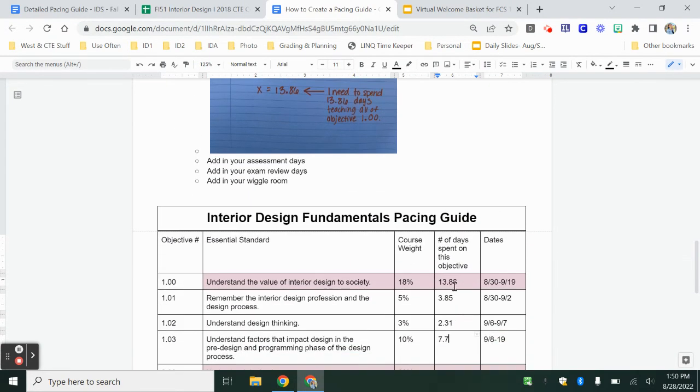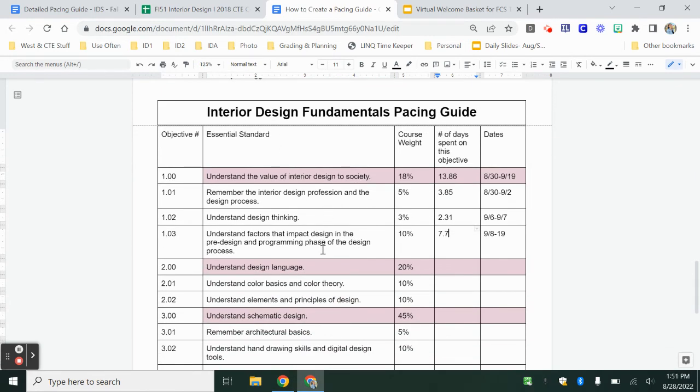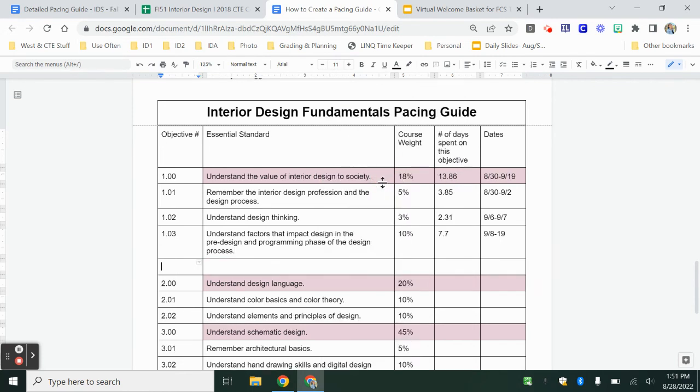But the last steps are add in your assessment days, add in your exam review days, and add in your wiggle room. So I'm going to add in my assessment days. So after I finish Objective 1.03, I'm going to add in a row for the assessment. And I know I'm probably going to spend a day on that. May or may not start something after that. I usually don't because I feel like that's mean. And I know that that is going to be on 9.